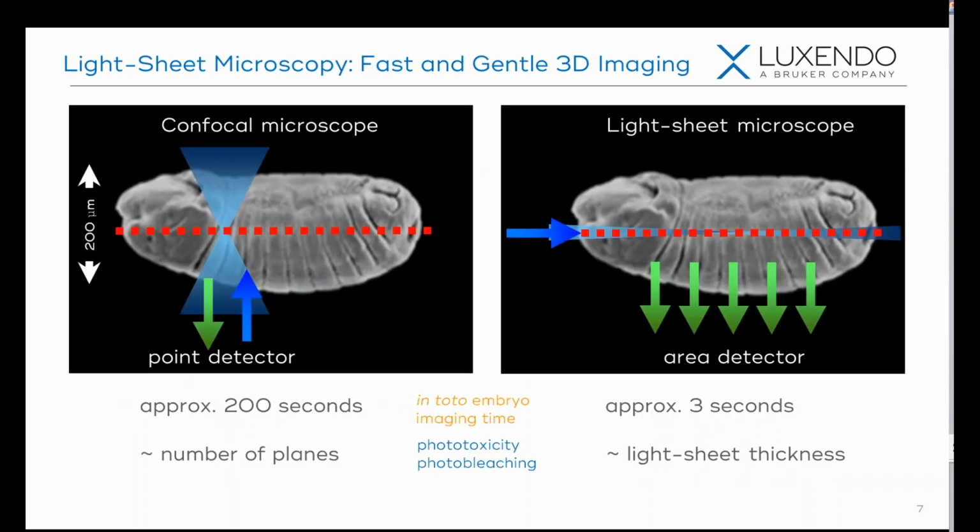And this gives light sheet some pretty unique advantages as far as imaging, because we're selectively illuminating that plane, so we can acquire images much faster. And additionally, because we're only illuminating that plane of interest, we are exposing the sample to much less light. In fact, it's estimated that a laser scanning confocal exposes your sample to approximately 3 orders of magnitude more photons than a light sheet.